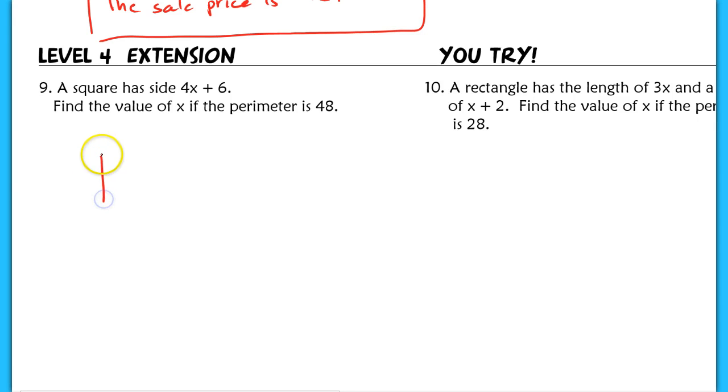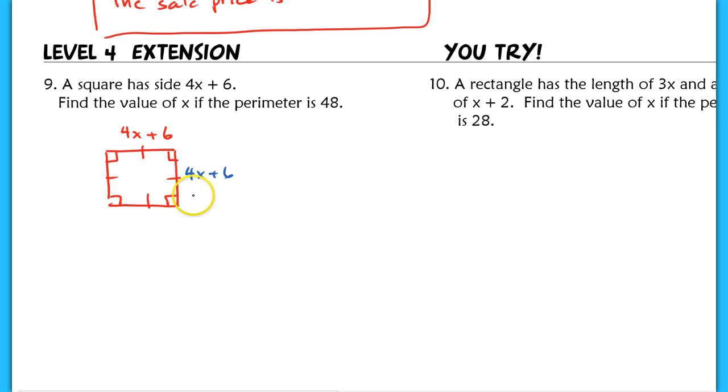So I'm going to draw a square. Remember, we know that the square should have all sides the same and all angles the same. So I'm going to draw an accurate sketch of this square, and I'm going to label one of the sides as 4x plus 6. Well, I know that if all of the sides are the same in a square, then I can label all of these as 4x plus 6.